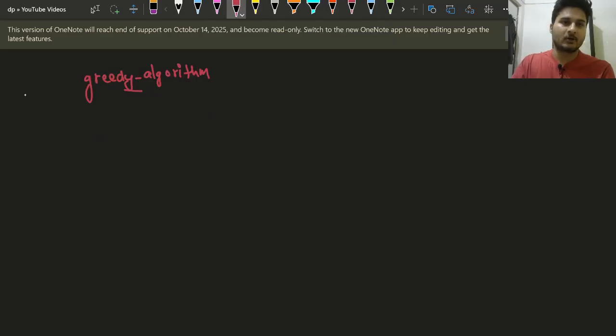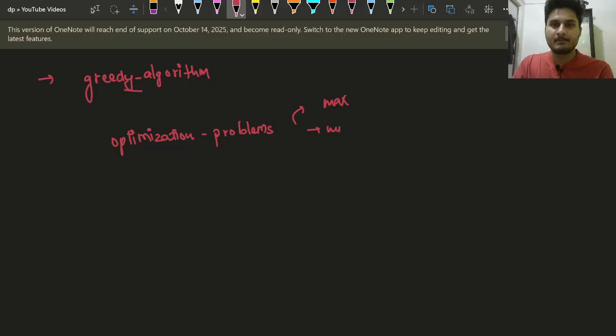So what is a greedy algorithm? A greedy algorithm is an algorithm that solves optimization problems. So what is an optimization problem? Optimization problems are the ones where maximum or minimum is asked, right?